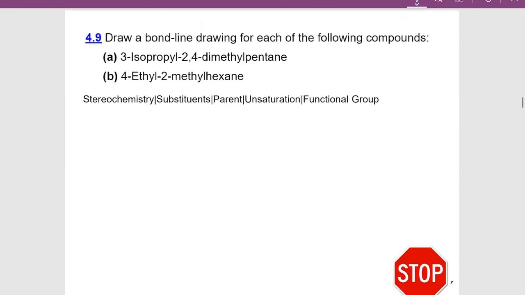All right, and the next thing we're going to do, the last in this presentation, is to go from a name to a structure. Okay, so we're going to do 2 examples of that. So for A, we have 3-isopropyl 2,4-dimethyl pentane. So pentane is a 5-carbon chain. Okay, like that. So let's just number 1, 2, 3, 4, 5. At the 3rd carbon, I have an isopropyl group. Okay, so that's going to be like this. And at the 2nd and 4th carbon, I have methyl groups.